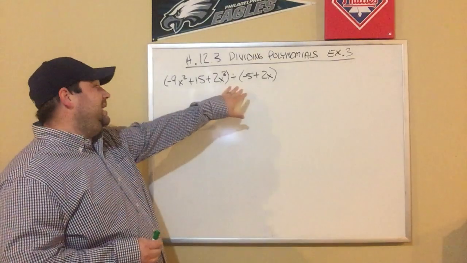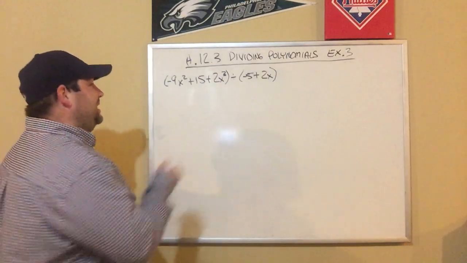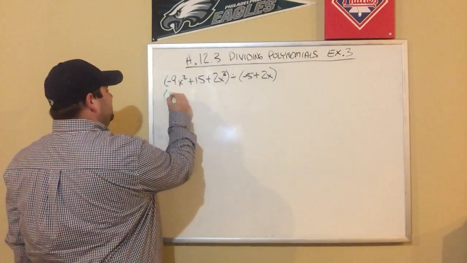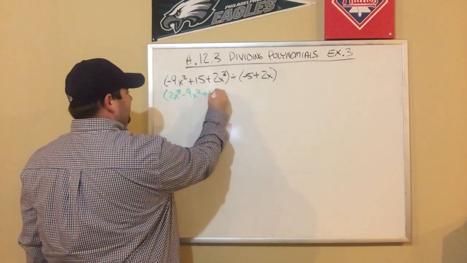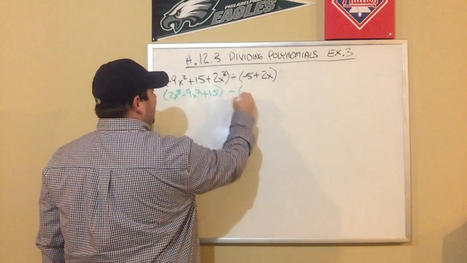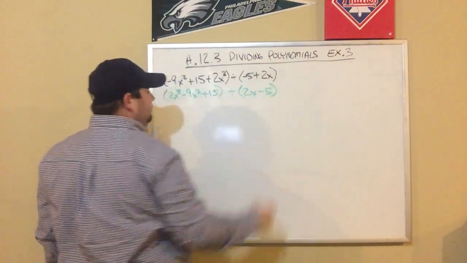First thing I notice right away is that my exponents aren't in descending order, so I'm going to rewrite it as 2x to the third minus 9x squared plus 15. So that's in descending order. That's going to be divided by, instead of negative 5 plus 2x, 2x minus 5.